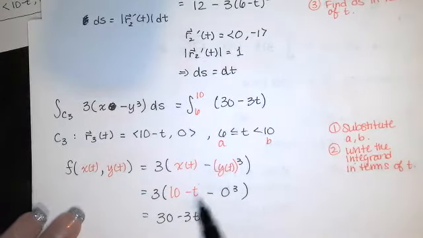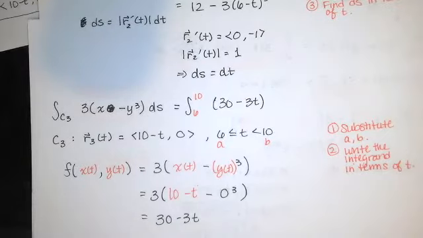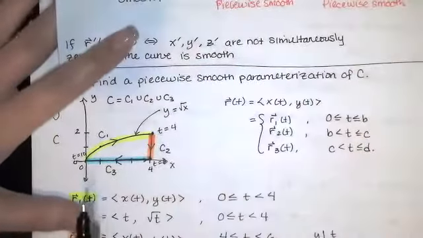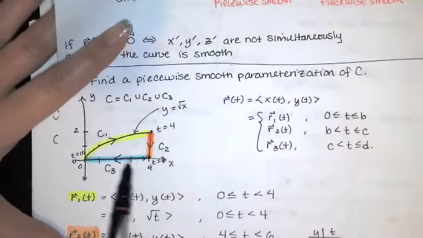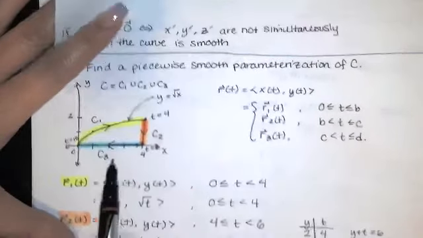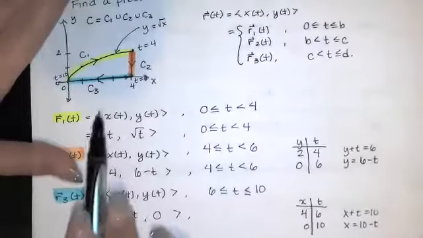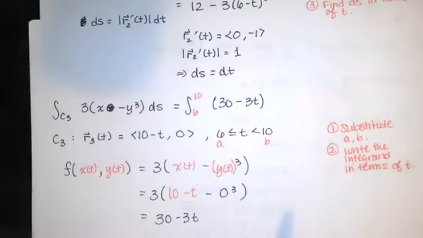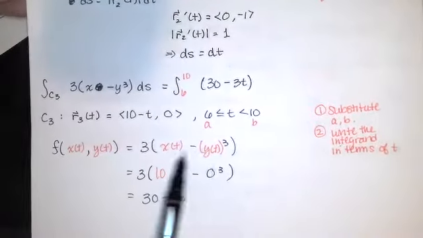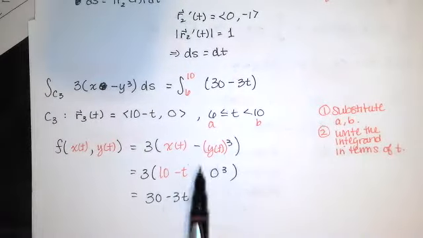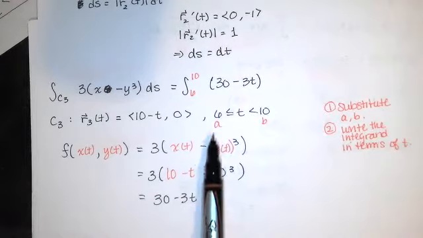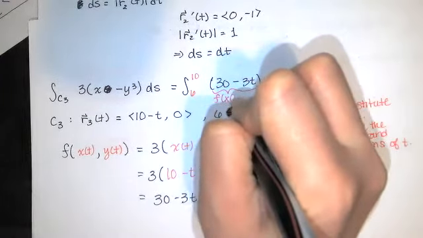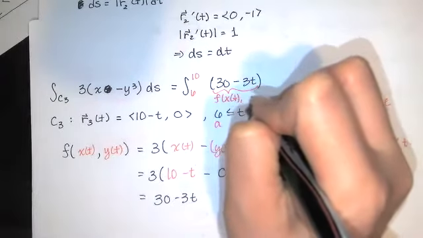If you're saying to yourself, why can we do that? Again, if f is equal to 3 times the quantity (x minus y cubed) and we're on this curve, x is given by 10 minus t and y is given by 0. So I'm just writing it in terms of t, but it's exactly the same thing. We're just saying when we happen to be on the curve, that's what it is in terms of t. Okay, so we got our f in terms of t, and now we need our ds in terms of t.